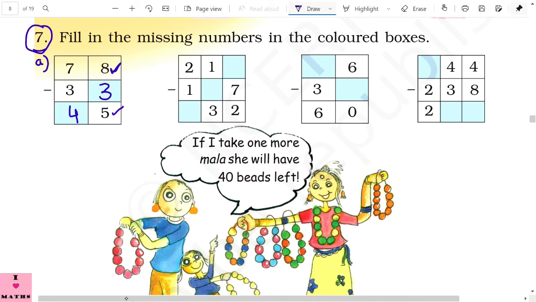Now we have to fill up something in question number B. Now this box should have a number which is the sum of 7 and 2. Why should it be the sum of 7 and 2? Because when you add 7 and 2, you will get 9, and 9 minus 7 will give you 2. 2 is the answer. So that is the reason we added 7 and 2 and we got 9.